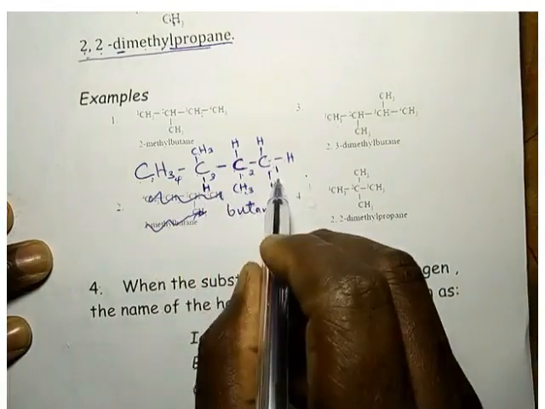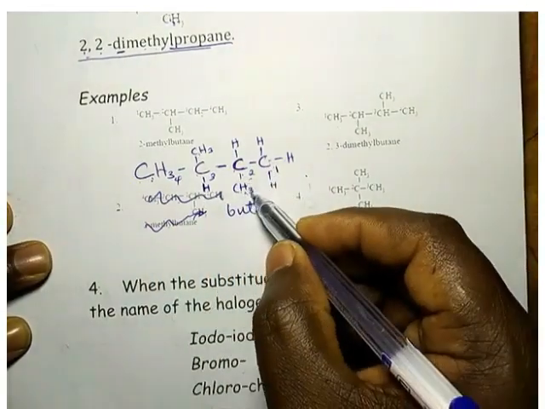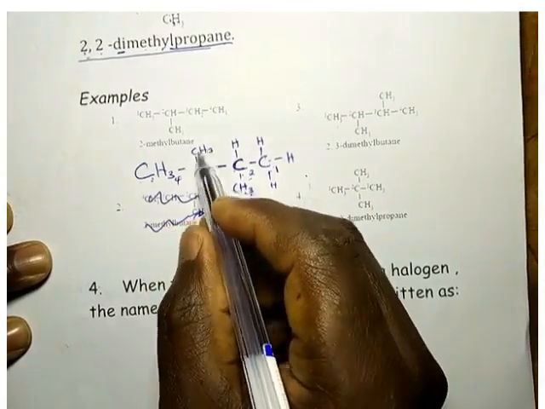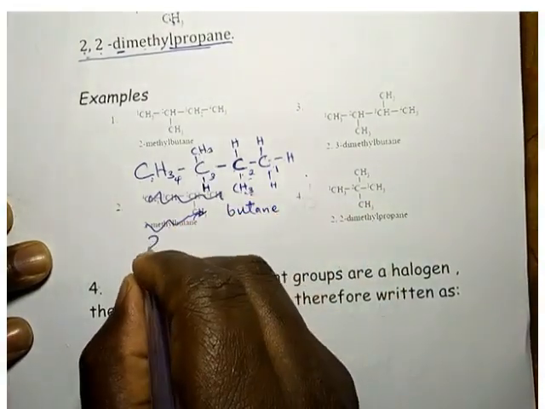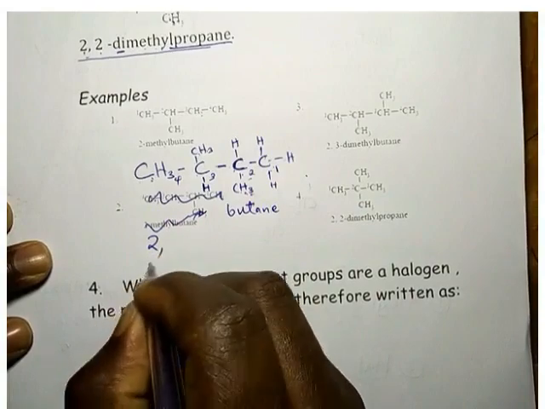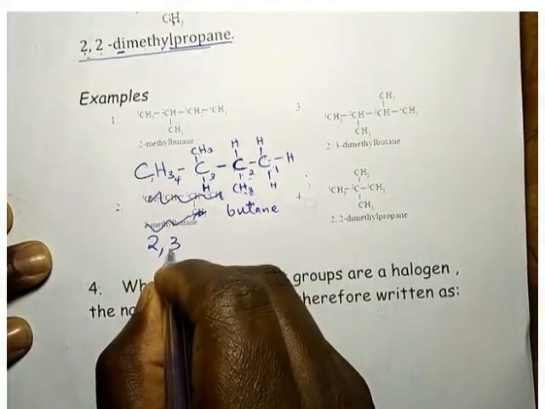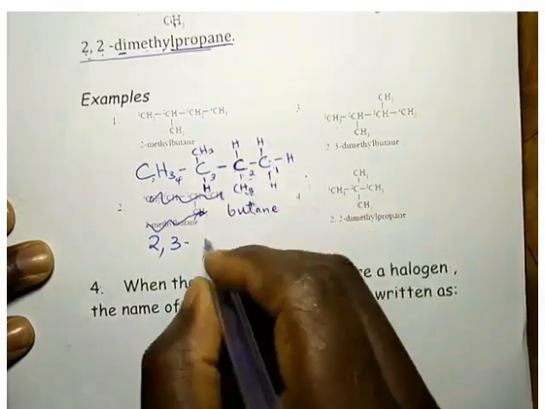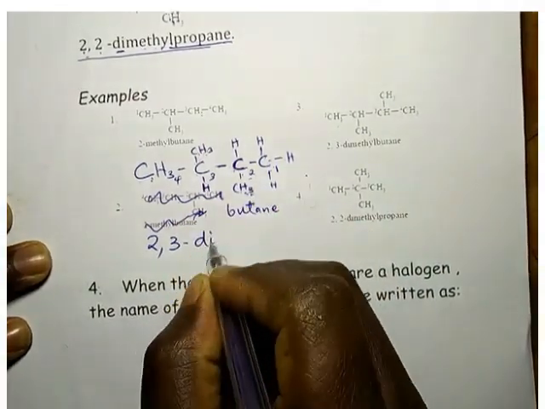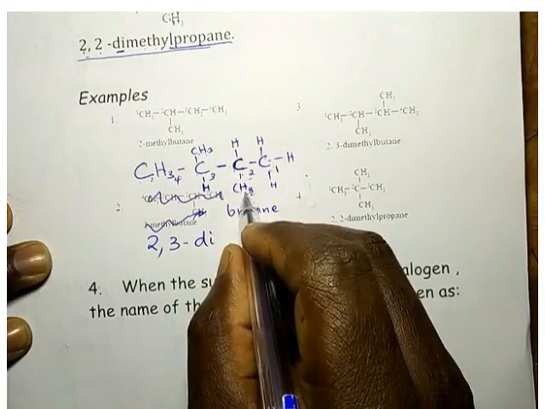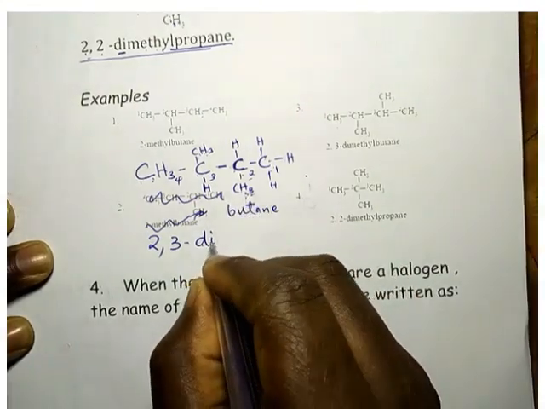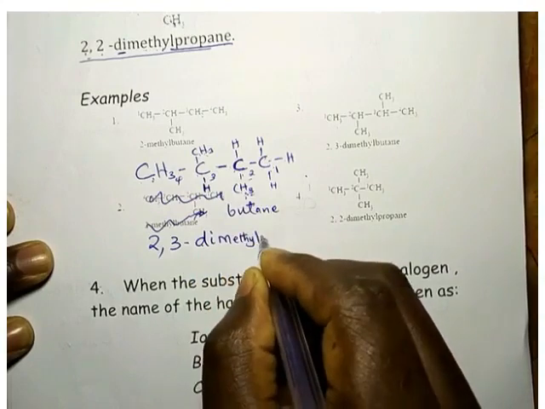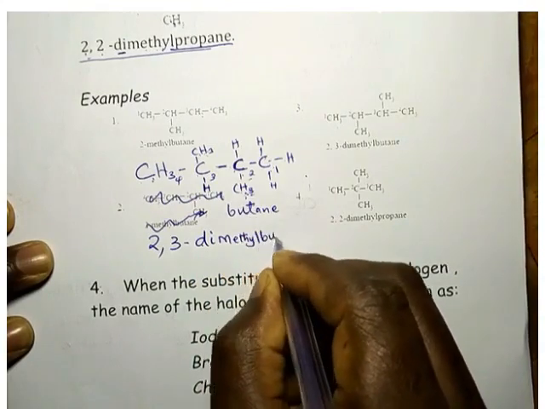So here we are going to say on carbon number 2, there is a methyl group. On carbon number 3, there is another methyl group. So we say 2, put a comma, 3, because on carbon number 3 there is a methyl group. Because there are 2 of them, we say di, because of 2. And then the group there is a methyl group. So you say dimethylbutane, the parent name, butane.